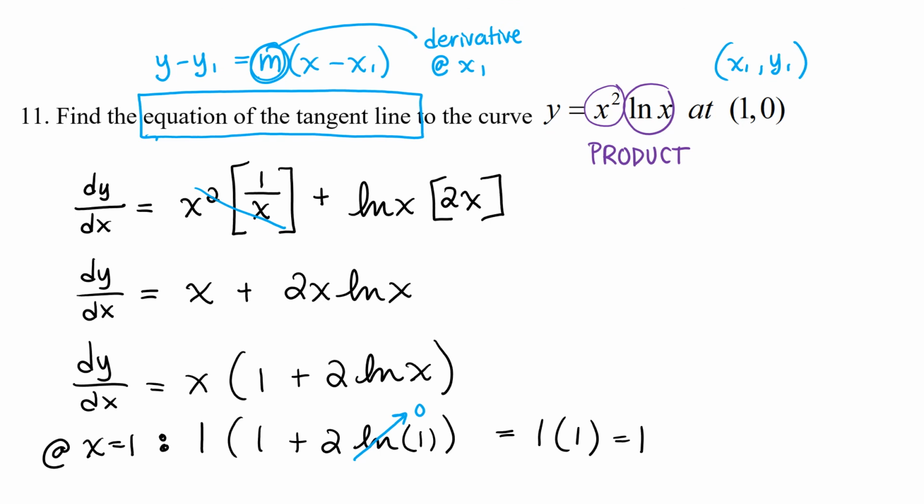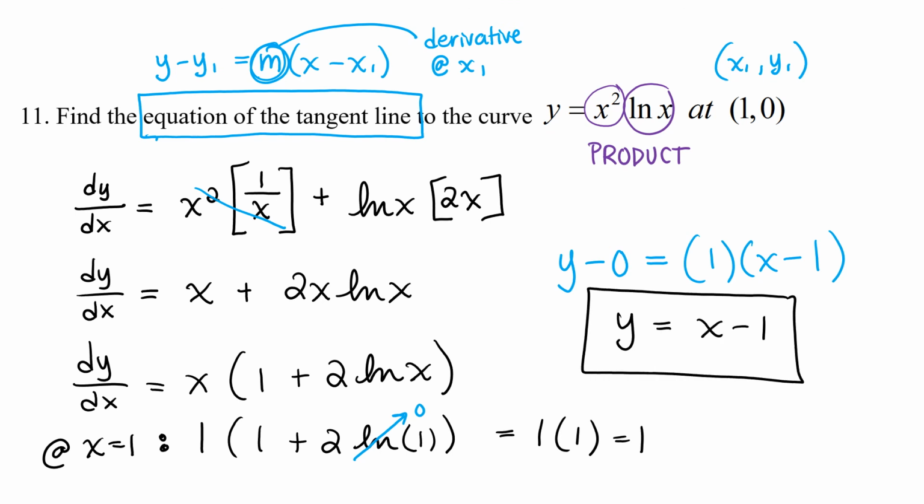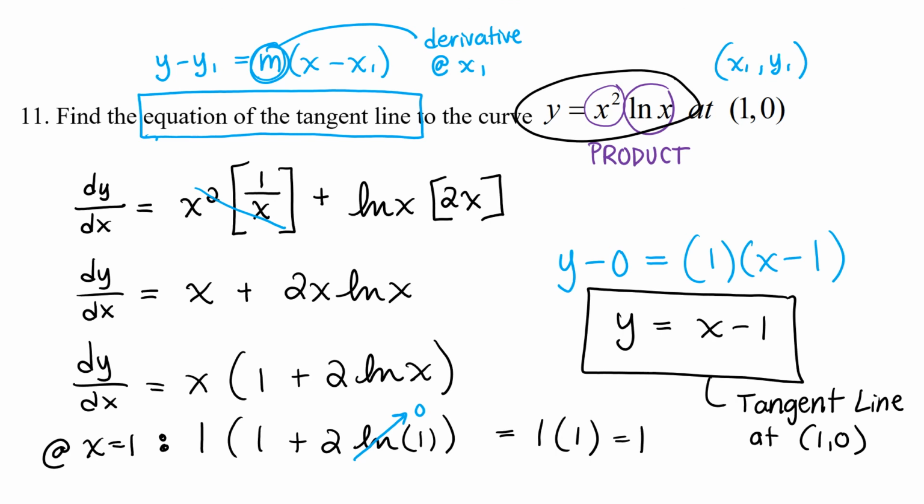So then we have y minus y1, so y minus 0, is equal to m, which is 1, times x minus x1, which is 1. Which just gives us that y is equal to x minus 1. And this is the tangent line at the point (1, 0) to the function y is equal to x squared natural log of x.